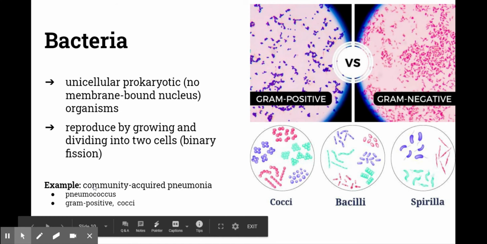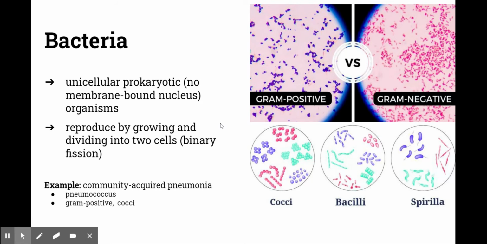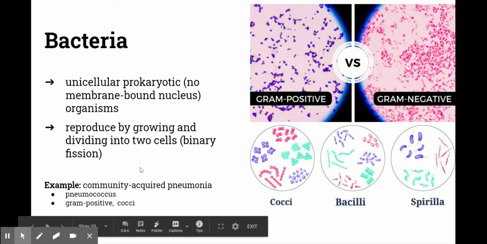So if we're talking about community-acquired pneumonia, for example, it is a pneumococcus, meaning it has this little cluster grape shape, and it is a gram-positive bacteria. So we know that if it's applied to this certain stain, it will stain gram-positive. Okay, so this is a way of classifying this agent.